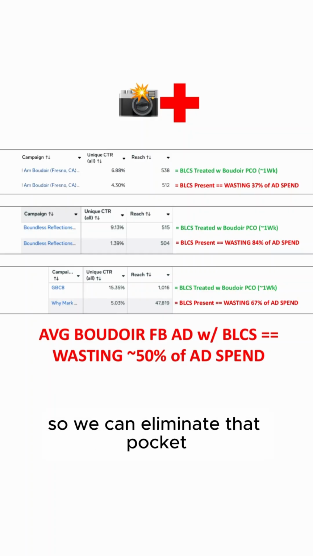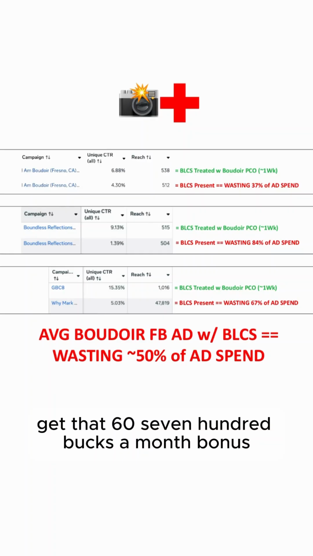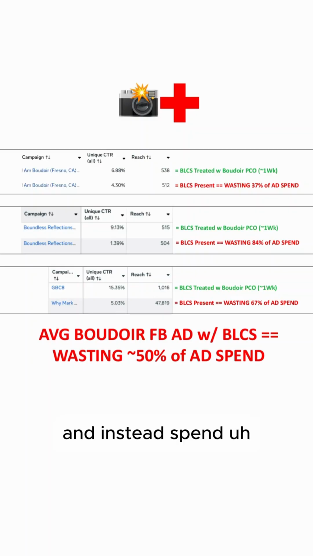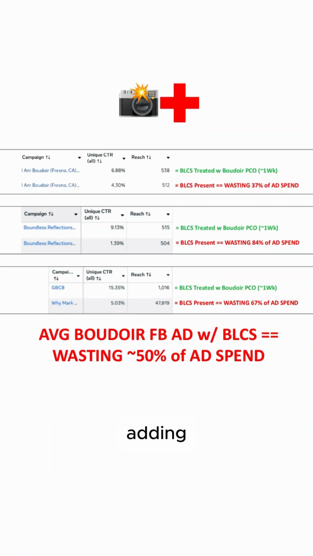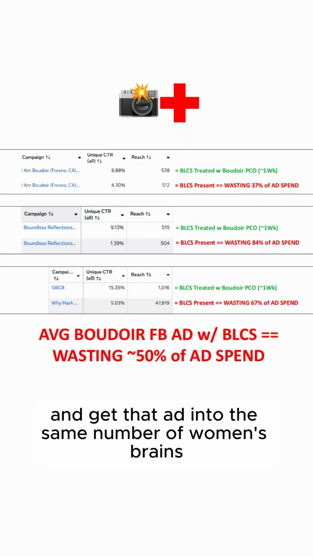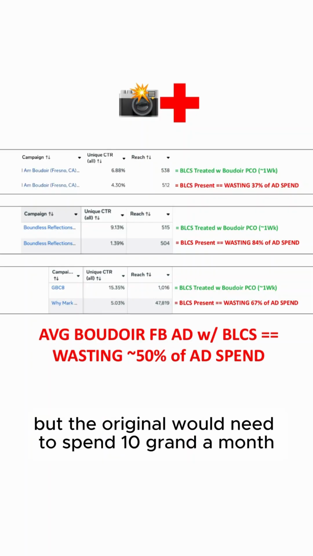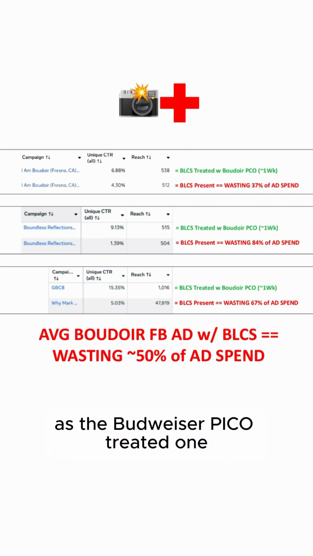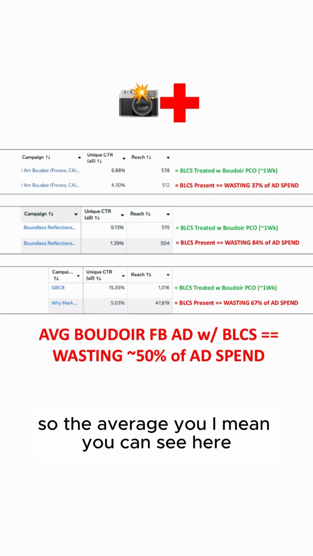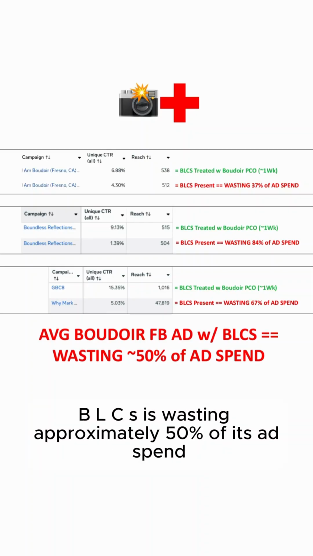So we can eliminate that, pocket that, simply not spend it, get a 6,700 bucks a month bonus, and instead spend 3,300 bucks a month on the new Boudoir Pico treated Facebook ad, and get that ad into the same number of women's brains as the original. But the original would need to spend 10 grand a month, literally like 3 times the amount as the Boudoir Pico treated one. So the average Boudoir Facebook ad with BLCS is wasting approximately 50% of its ad spend.